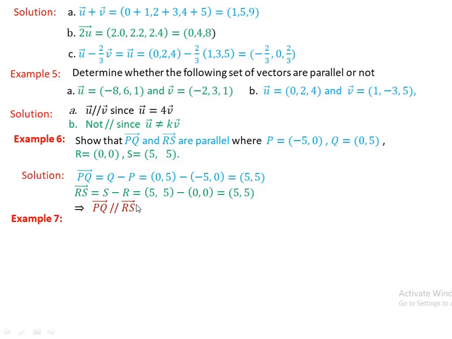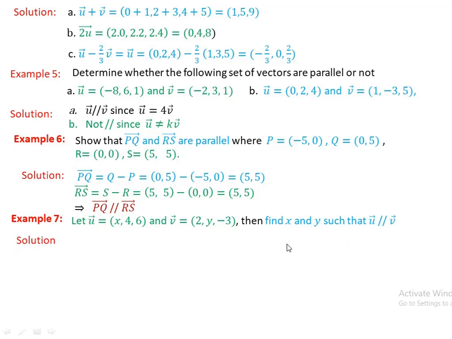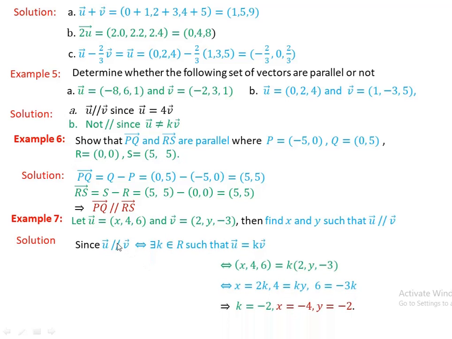Example number 7. Let the vector u be given as x, 4, 6 and the vector v as 2, y, minus 3. Then find x and y such that the vector u is parallel with the vector v. As a solution, since u is parallel to v if and only if there exists a scalar k, an element of the real numbers, such that u is equal to k times vector v. Here u is x, 4, 6, so substituting we get x, 4, 6 is equal to k times 2, y, minus 3.